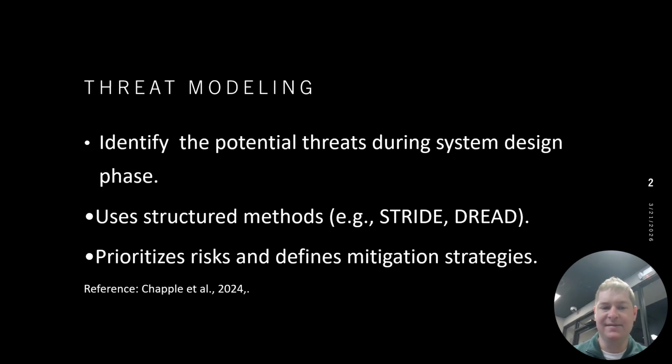A is affected users, which is how many users are overall impacted. And D stands for discoverability, which is how easy it is to find the vulnerability. Each factor is scored, allowing organizations to rank threats and focus on the most critical risks first. Together, STRIDE and DREAD provide both qualitative and quantitative approaches to threat analysis. This is critical in enterprise environments where resources are limited and risk-based decision-making becomes necessary.